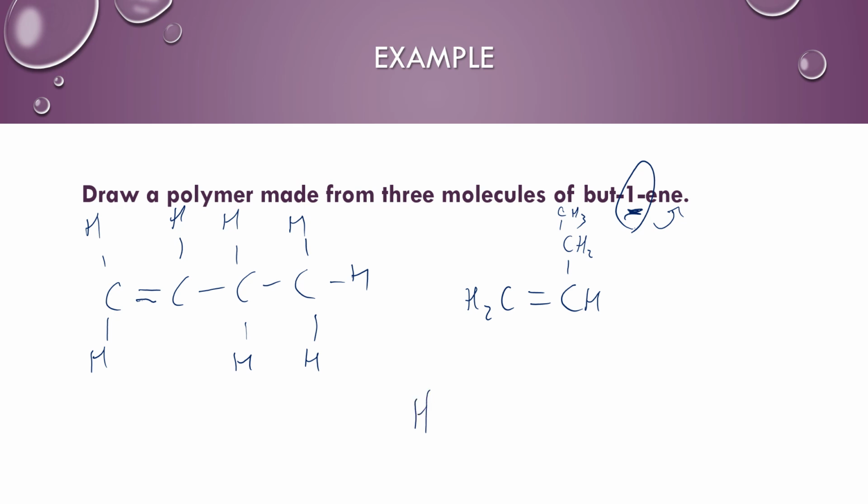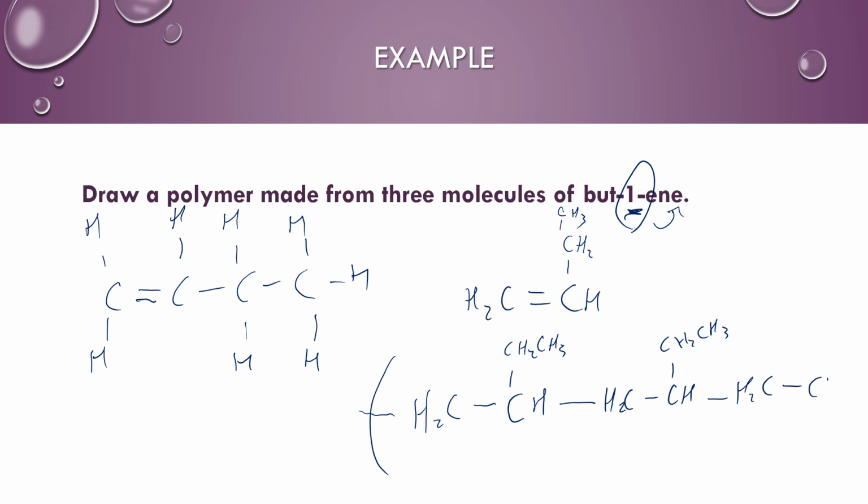So I'm going to draw my continuation here. Single bond CH, CH2, CH3. So that's 1 unit. Then you do it again. H2C, CH, CH2, CH3, H2C, CH, CH2, CH3, and then it continues that way. So this would have 1, 2, 3 units of but-1-ene.